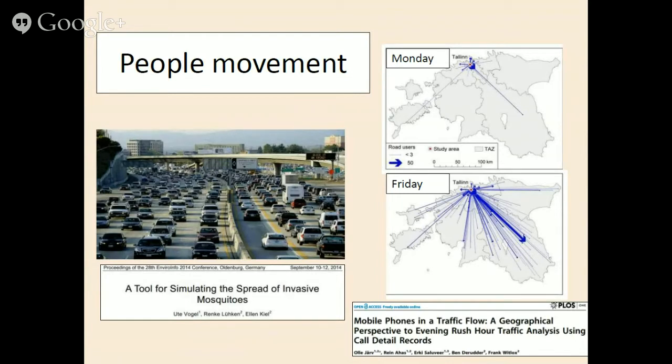In this example, the researchers found that the patterns of people movement are different across time. For example, in the top panel, we can see that the movement on Monday at the same time in the same location is pretty different compared to the movement of people on Friday. So we can start to use this kind of information because there are a lot of resources.